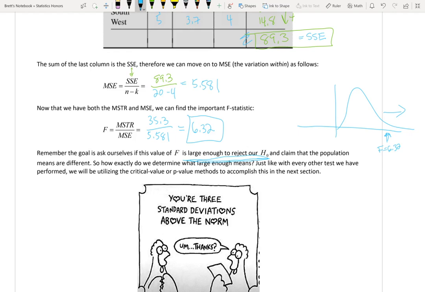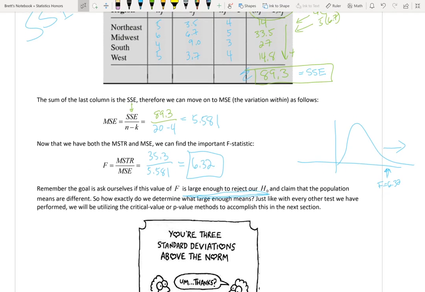If you remember the logic of this, if MSTR is large relative to MSE, then we're going to reject H0. But the scope of large, the magnitude of how we distinguish large, is the key. Is 6.32 large enough? That is going to be the concept of the test. We're not going to do it right now, but this gets you started with how you do all the calculations, and we'll return to this in the next lesson so we can determine whether we reject or do not reject H0. And remember, H0 is that the means are all the same.